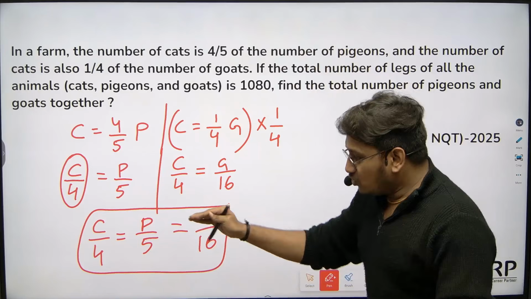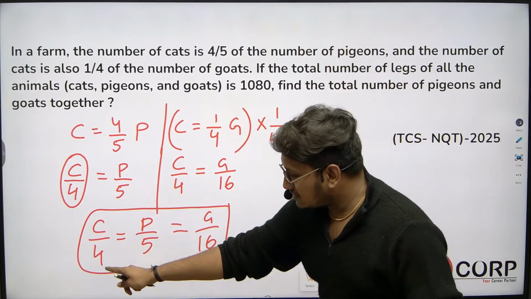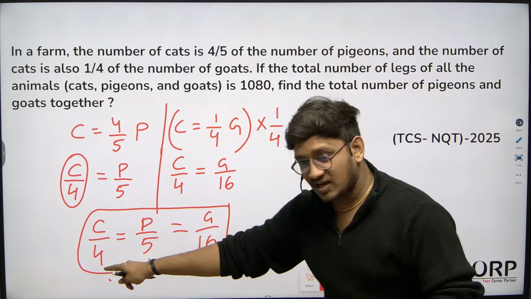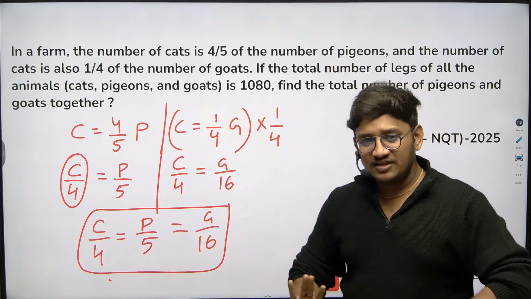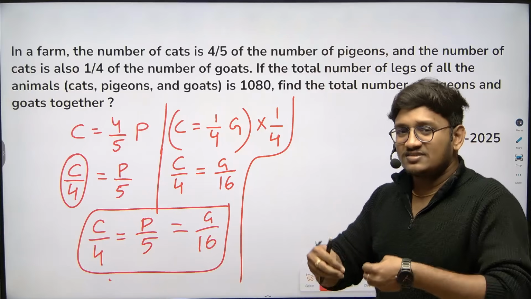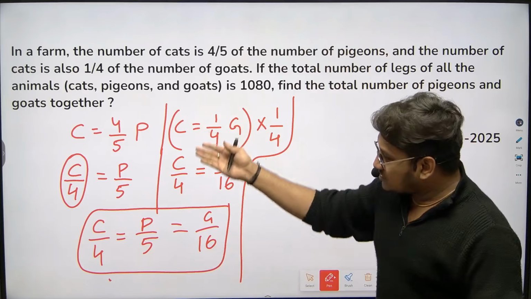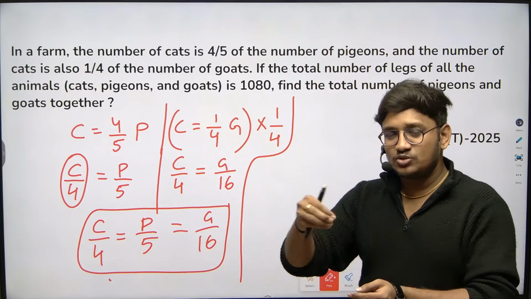Now you got to know that in terms of ratio, if there are 4 cats, pigeons should be 5 and goats should be 16. That's it, very simple. Now let's start substituting the values. Almost 70% of the answer is completed now. The remaining 30% is just substituting the values.